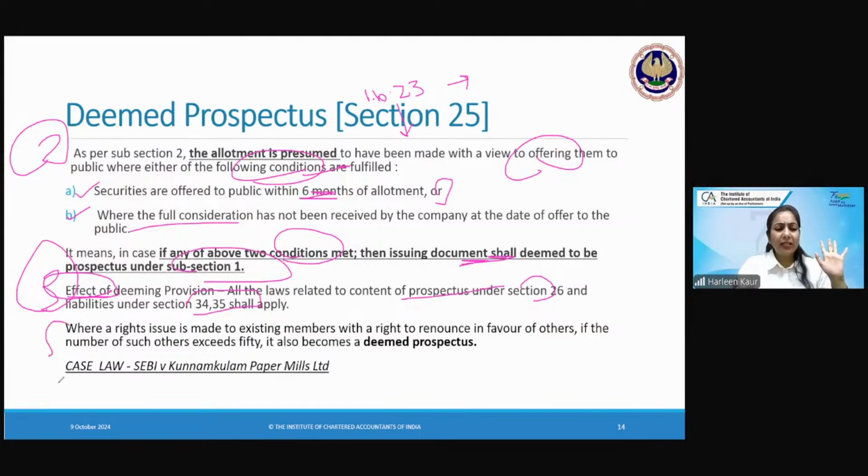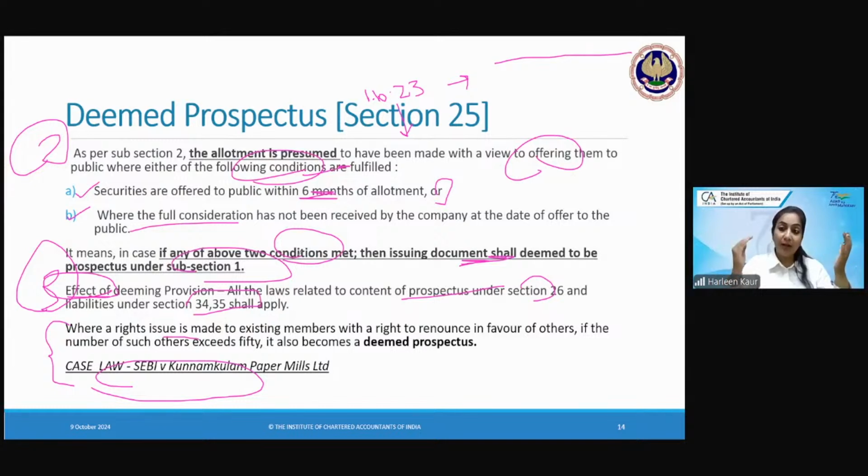Okay, now this is a small case law which has been given in the study material reference, SEBI versus Kunnakulam Paper Mills Limited. It simply tells you where the right issue was made to the existing members with the right to renounce in favor of others and the number of members exceeded 50, then this document which was used for right issue also shall be deemed to be a prospectus. So simply there was a case law reference that has been given.